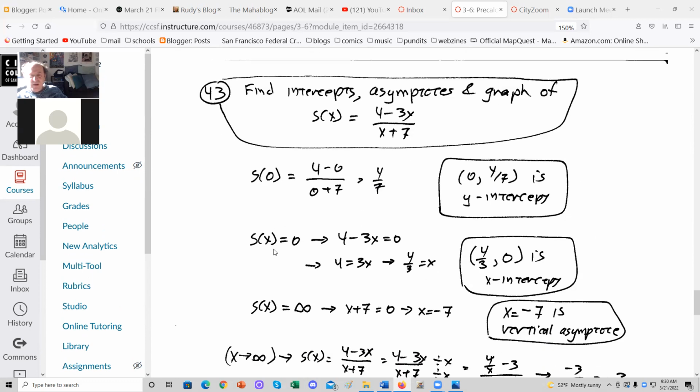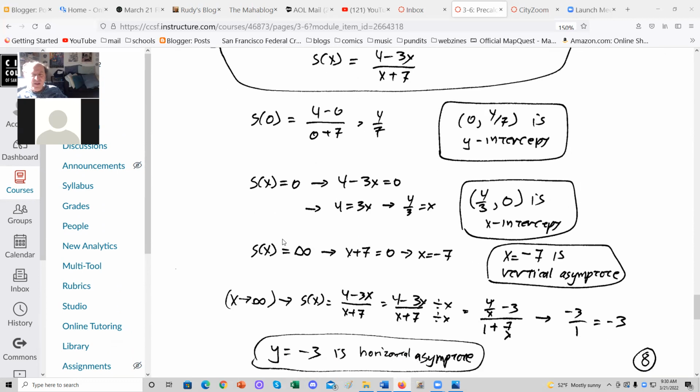The x-intercept is where f is 0, so the numerator must be 0. 4 minus 3x is 0. After a bit, that's 4/3 for x. So (4/3, 0) is the x-intercept. f is infinity when the denominator is 0. So that's x plus 7 equals 0, so x is -7. That's the vertical asymptote.